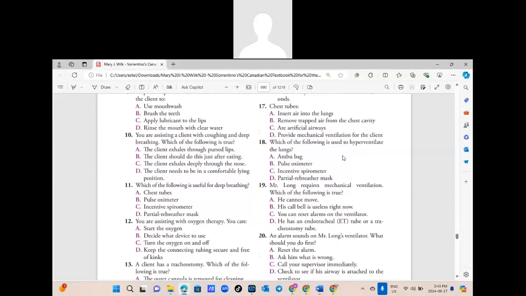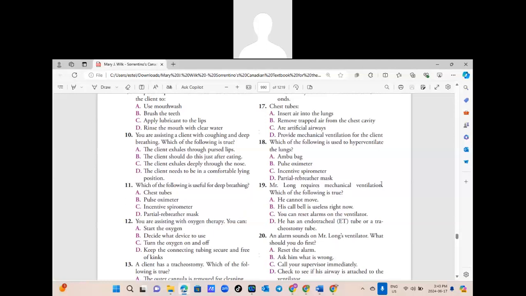All right, next. Number 18. Which of the following is used to hyperventilate the lungs? A. Ambubag. B. Pulse oximeter. C. Incentive spirometer. Or D. Partial rebreather mask. So the correct answer is ambubag. Okay, so the ambubag is used to hyperventilate before suctioning.